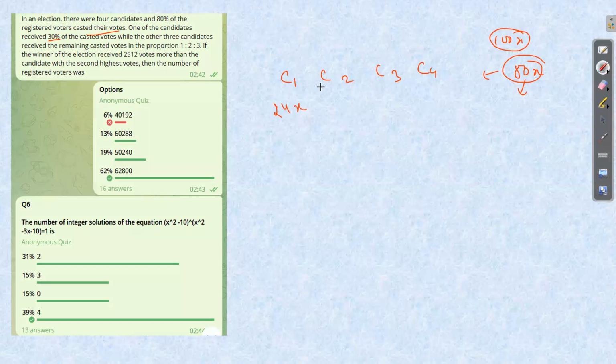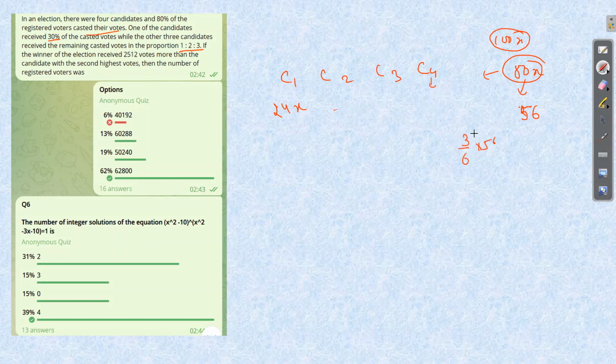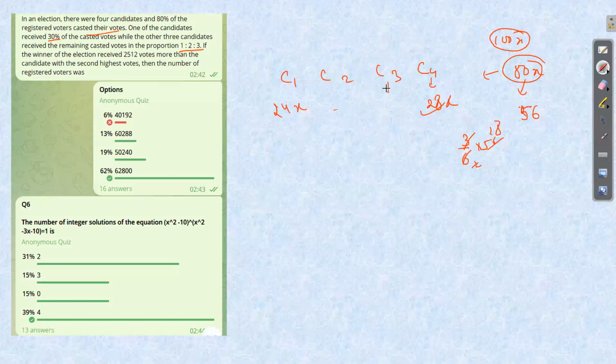Now the remaining is 80 minus 24, which will be 56x. And the remaining were cast in the proportion 1 is to 2. So 1 is to 2. So let's see, C4 will get 3 by 6 of 56x, that is 28x. So this is the value.